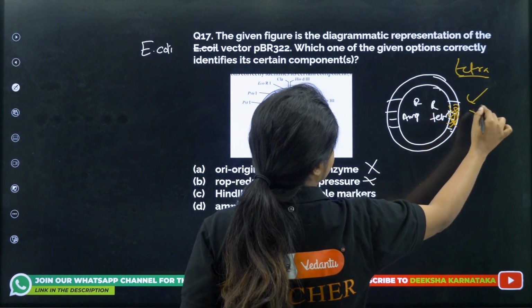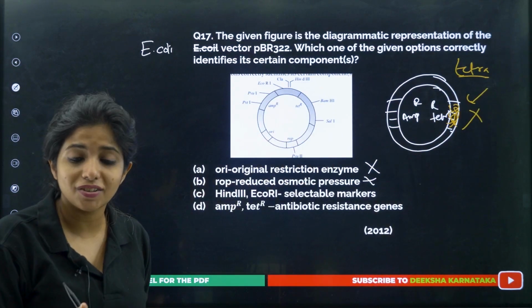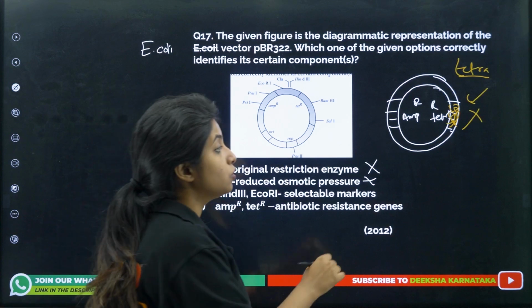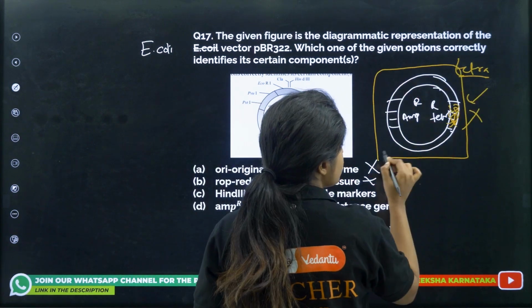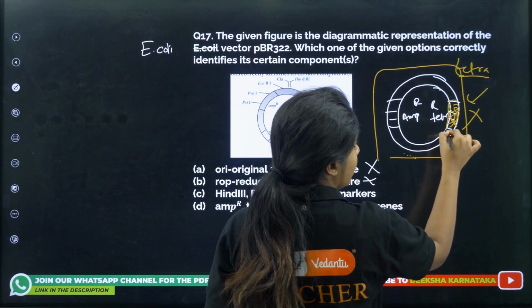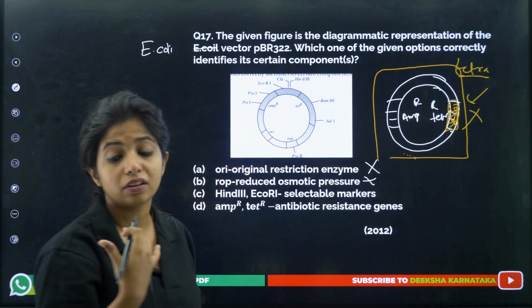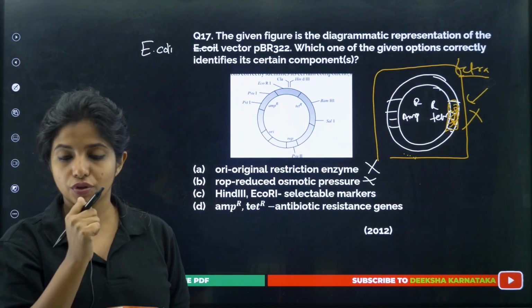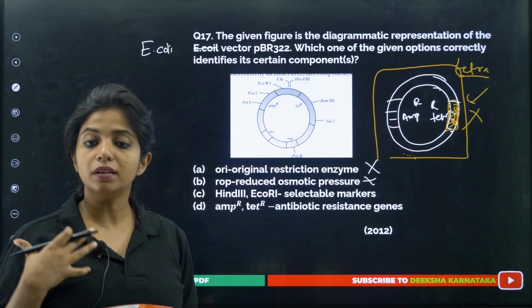Do you think it will survive? It won't survive because it has the gene of interest. So in this way, I am able to select that this particular one has my gene of interest, which is why I call these particular antibiotic resistant genes selectable markers. I call it, children, selectable markers.